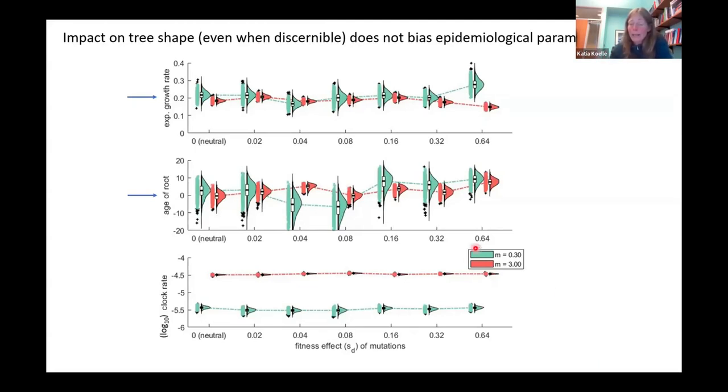Regardless of whether we look at the low mutation rate or the high mutation rate that actually has this impact on tree shape, when we perform phylogenetic inference, and this is just with a coalescent exponential model, what we find is that there's actually not much bias at all, which is great. So here the true exponential growth rate is 0.2, and you can see, regardless of whether we have a high or low mutation rate, we can recover that. And we can also recover the age of the root. The true one is 0, right? And we can recover the clock rate as expected.